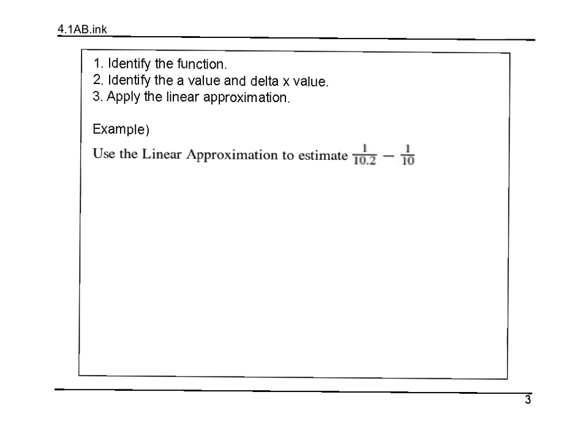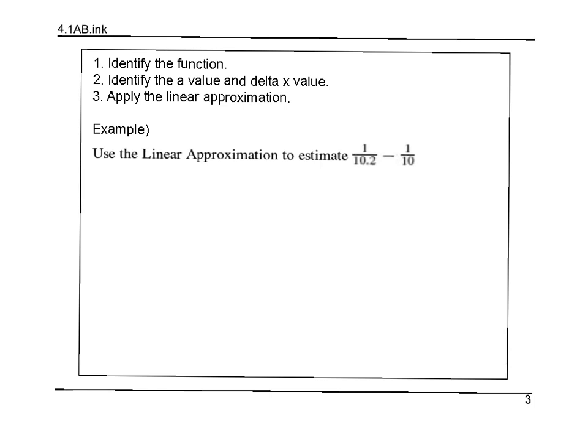So here are our steps. Identify the function, identify the a value and the delta x, and then apply the linear approximation. So sometimes examples are given to us like this, where a function is not clearly defined. We're not even totally sure what they're asking perhaps, but without a calculator, can we approximate what this expression would equal? 1 divided by 10.2 minus 1/10. So again, we have to identify the function.